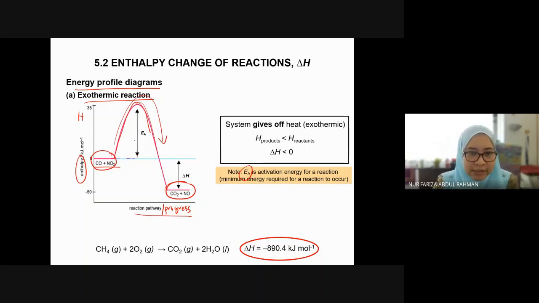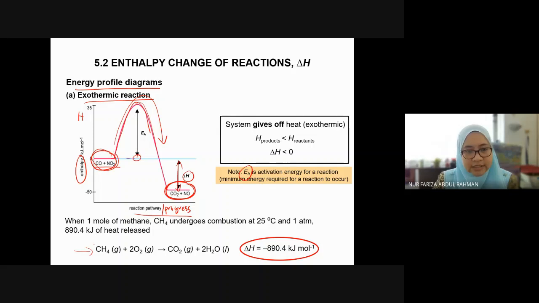Okay, alright, so label the EA correctly. So it should start from the reactant to the top of the hill ataupun to the top of the EA, bukit ni lah. Okay, and then how about delta H? Delta H should be the difference in enthalpy of reactant and product. Okay, you dah identify the reactant and this is the product kan. Alright, so the difference between these two is what we call enthalpy change. The enthalpy change. Okay, you kena label correctly.